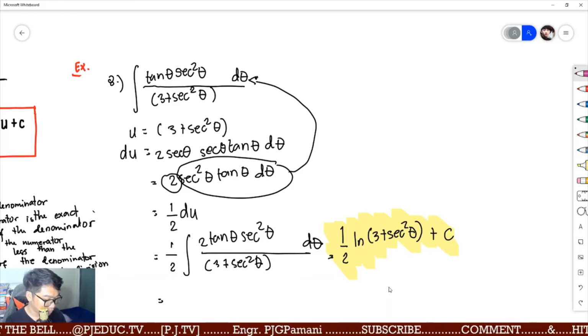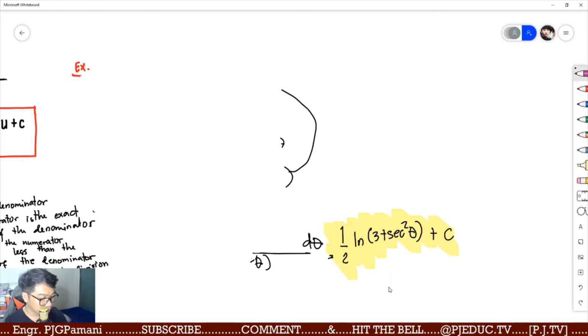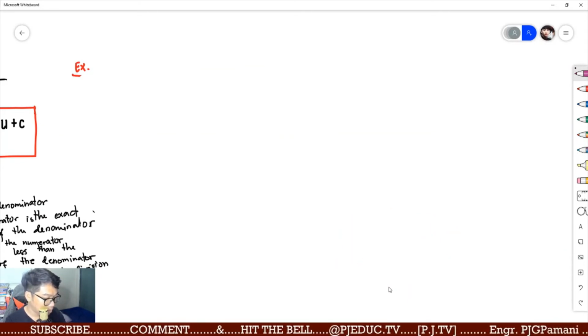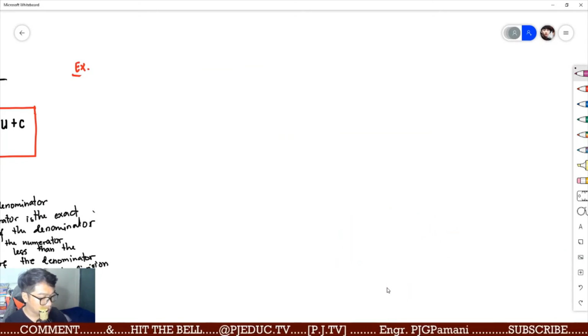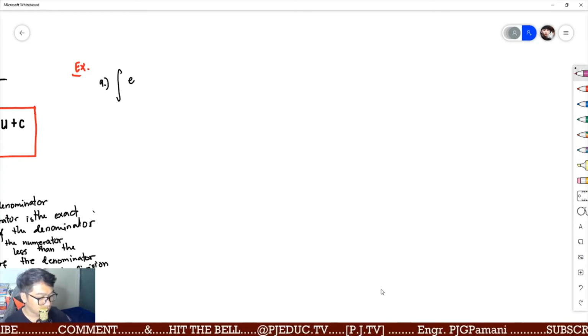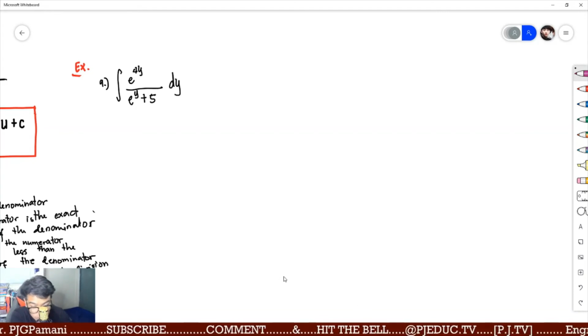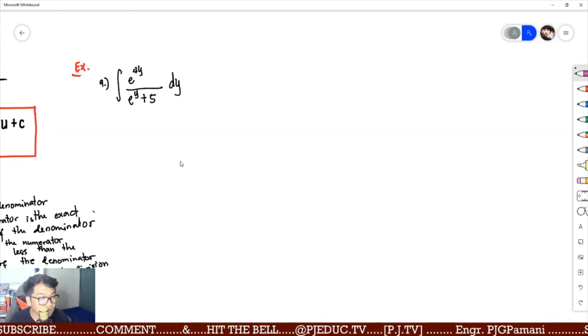Now, what if we'll have to use exponential? Meron tayong constant e sa ating term. So basically, we're now asked to evaluate the indefinite integral of e raised to 4y over e raised to y plus 5 dy. Okay, remember yung ating rule.